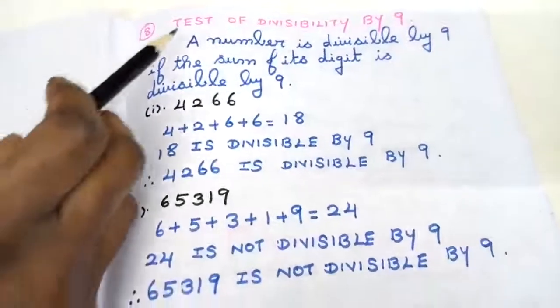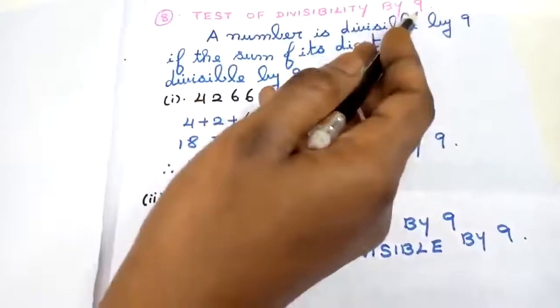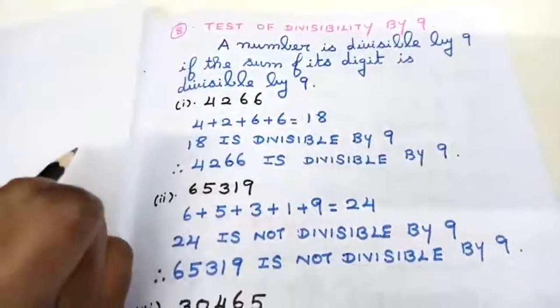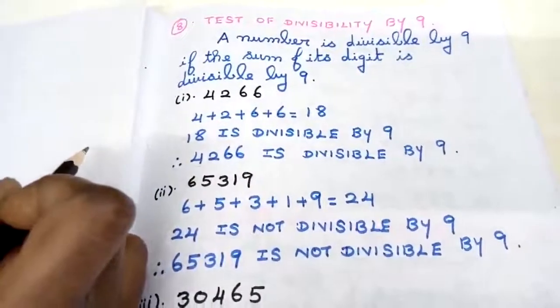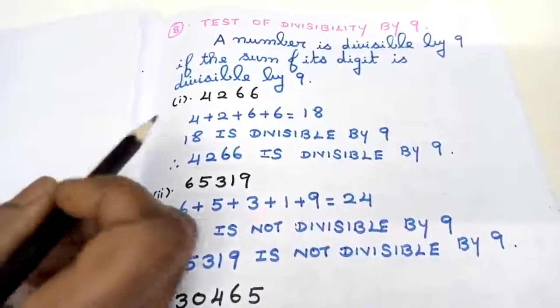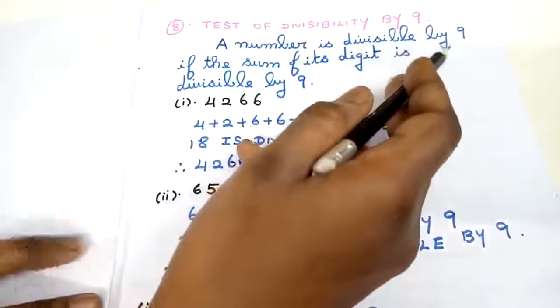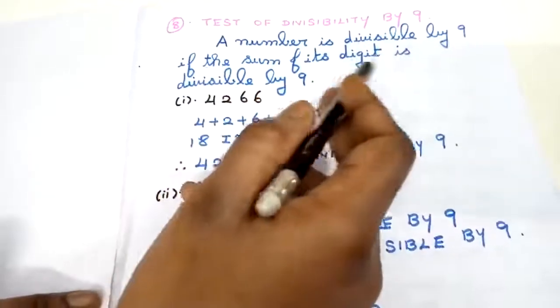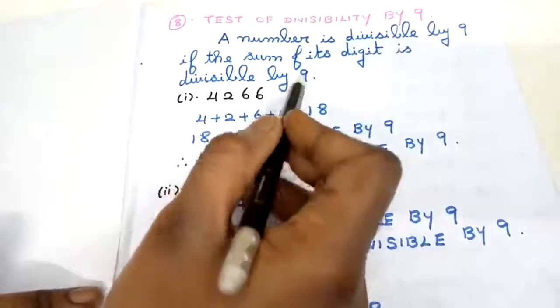Question number 8, test of divisibility by 9 table. So what is the test of divisibility by 3 table? We are going to find the sum of digits. The same thing, exactly the same thing. A number is divisible by 9 if the sum of its digits is divisible by 9.